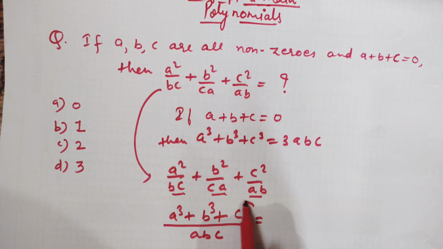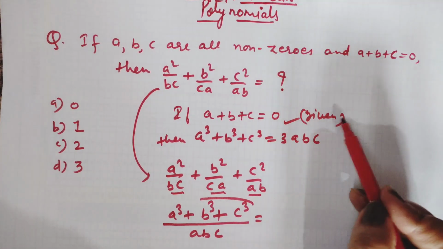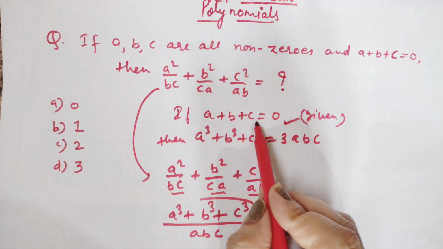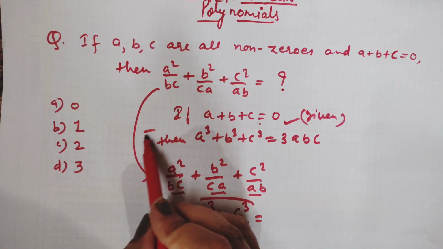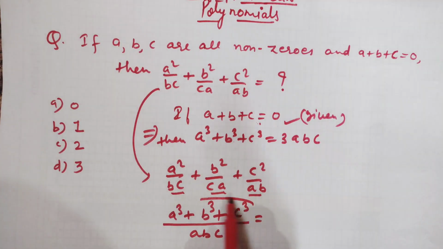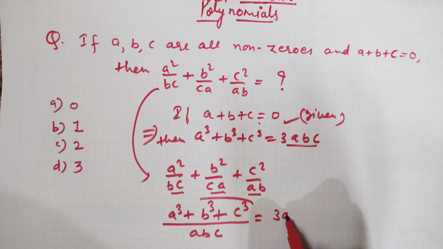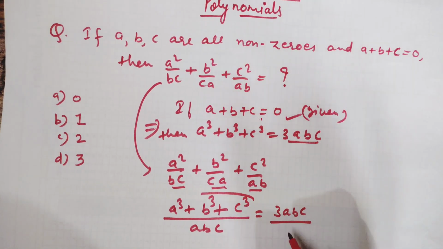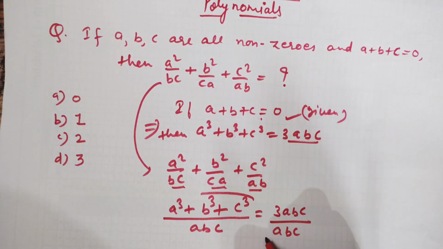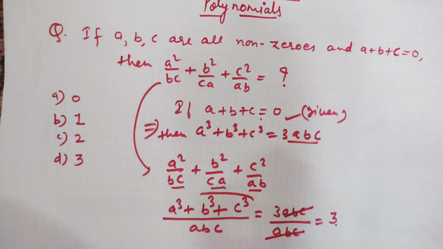And this is the given part. So therefore, after this given part, this implies that a cube plus b cube plus c cube value is 3abc. So we can put the value of a cube plus b cube plus c cube equals 3abc here, and divide by abc. So this abc and abc cancel out. So only number 3 is remaining.